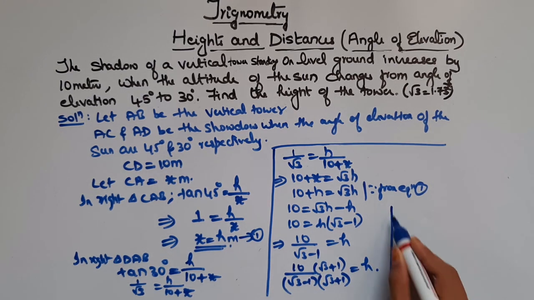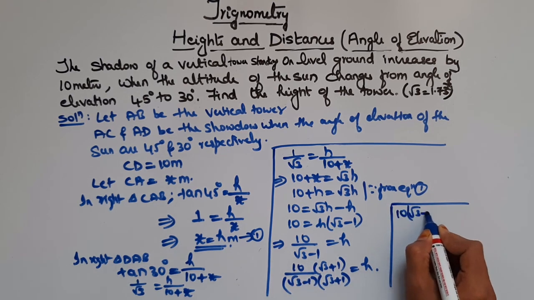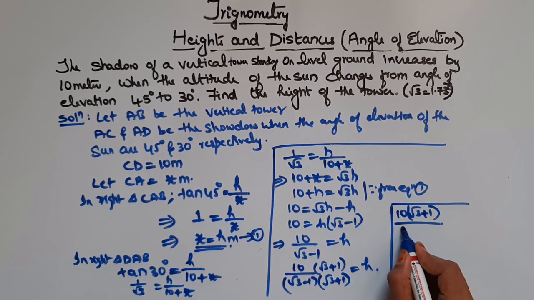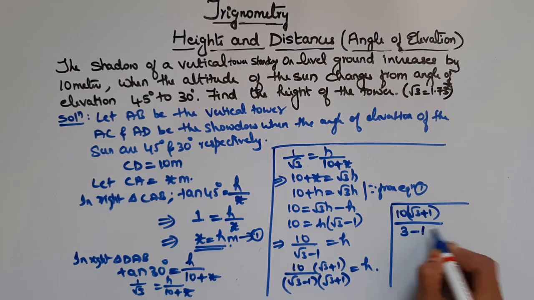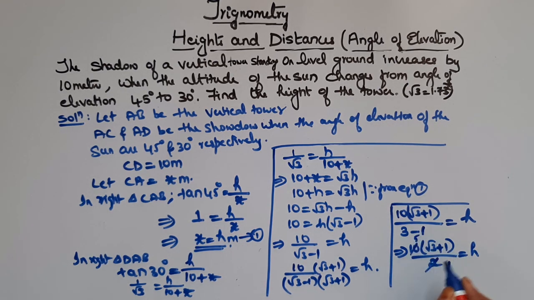So let me do here. So 10 into root 3 plus 1 by, this is of the form a minus b and a plus b, so a square minus b square. So root 3 the whole square, the square root and square will get cancelled. We are left with 3 minus b square. So b is 1. So 1 square is 1, which is equal to h, right? Which implies 10 into root 3 plus 1 by 3 minus 1, which is 2, is equal to h. So 2 fives are 10. So 5 into root 3 plus 1 is equal to h.